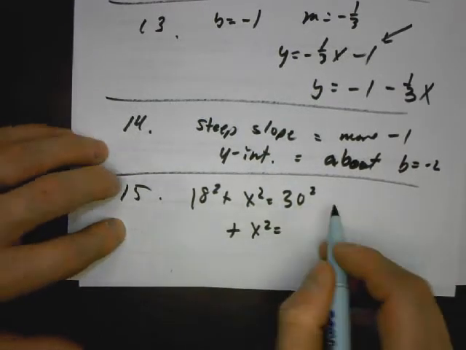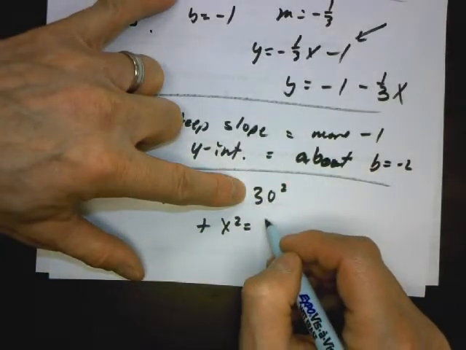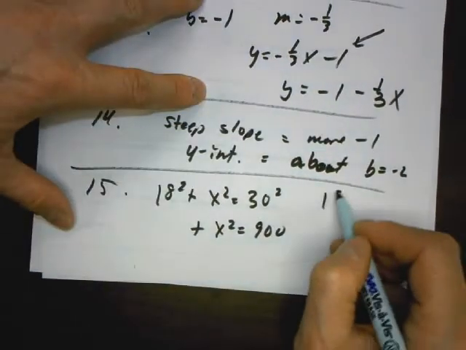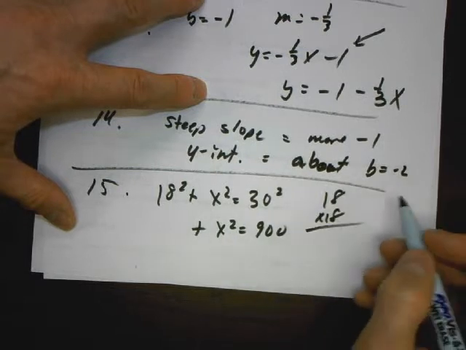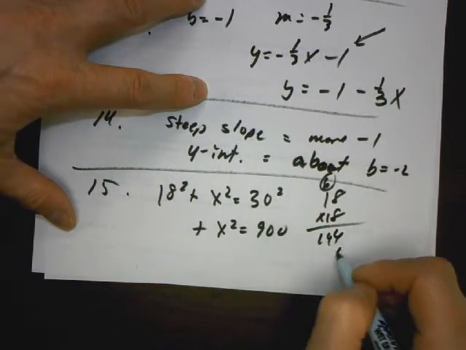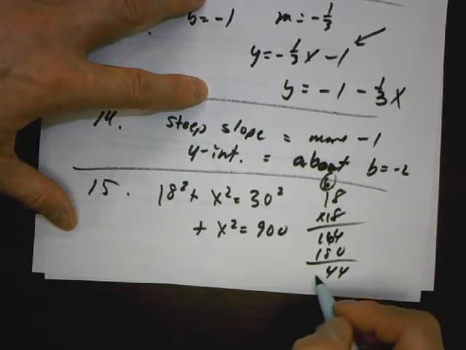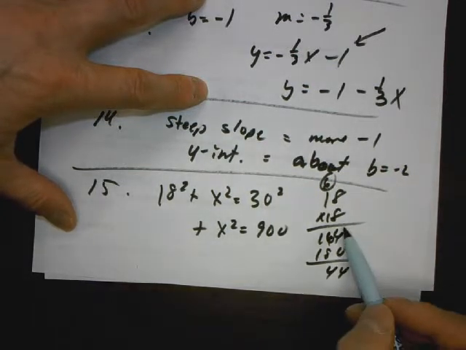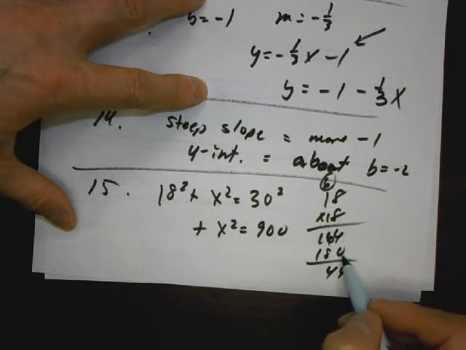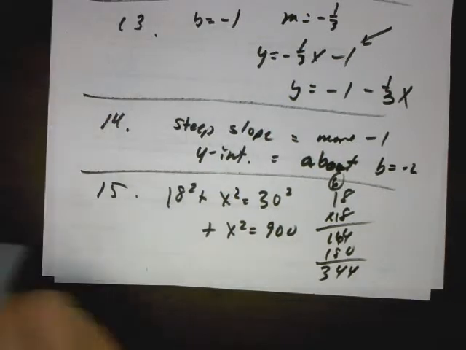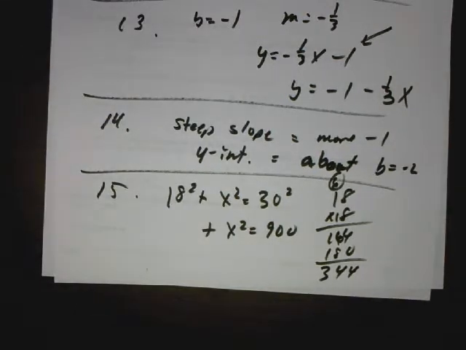So I got to multiply 30 times 30. I got 9 times 9 with 2 zeros. 18 squared, you can go out to the side and do that. 64. Oops, 64, 6, 14. Is that right? 344? Nope, I did something wrong.